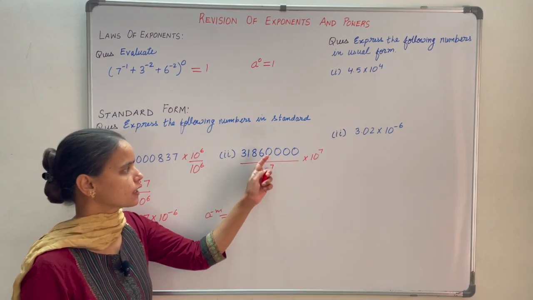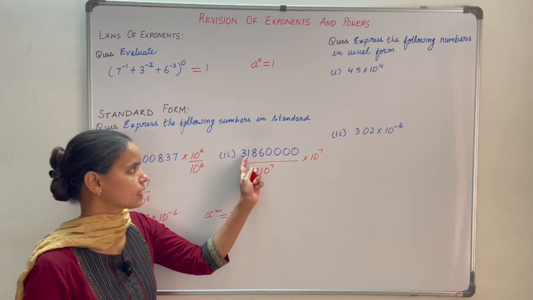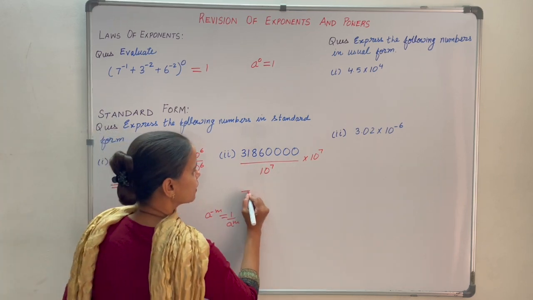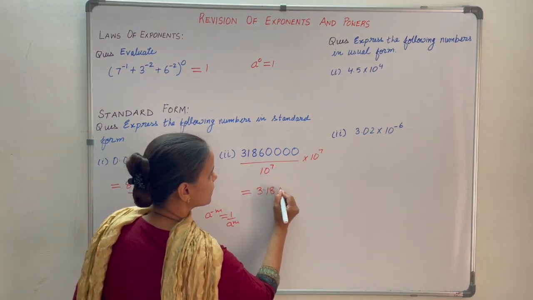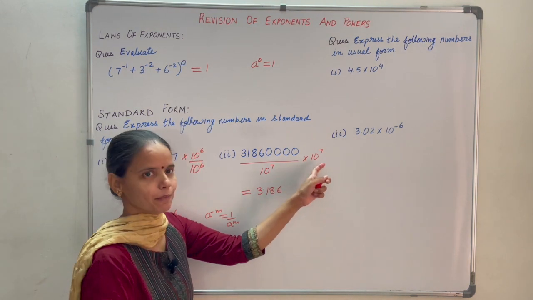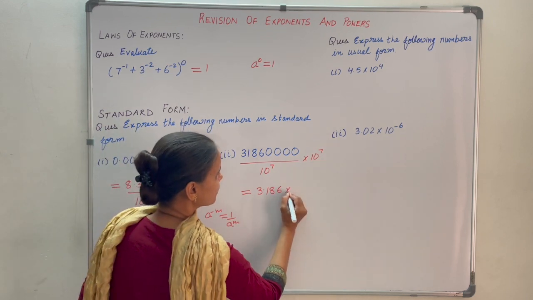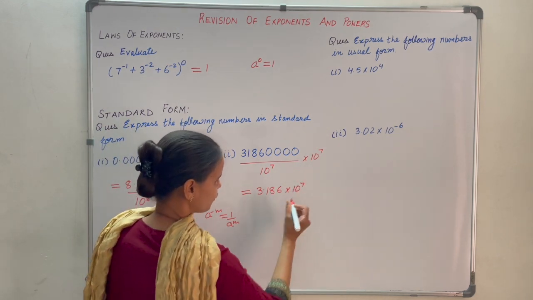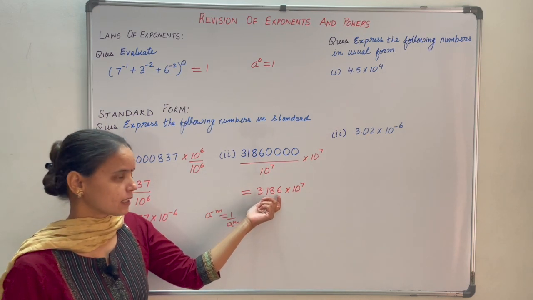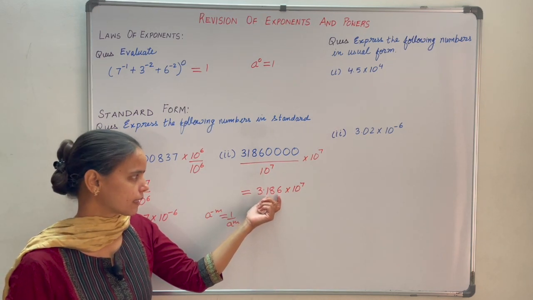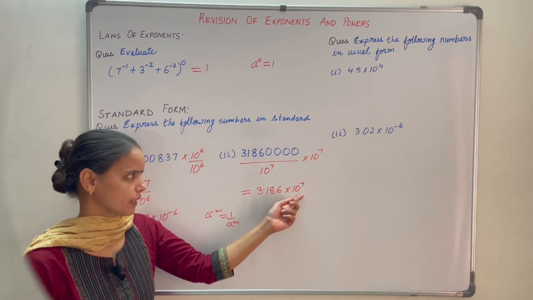So when you divide this number by 10 raised to the power 7, the decimal point will come here. So you will get 3.186 multiplied by 10 raised to the power 7. So you have expressed this number as a decimal number between 1 and 10 multiplied by a power of 10.